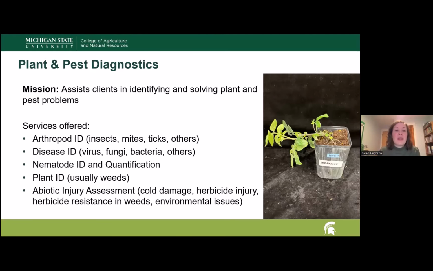We can do that in a number of different ways. We can do that by identifying arthropods, so insects, mites, and ticks. We can do disease identification, nematode quantification for soil samples in the field. We can do plant ID for weeds, and we can look at some different abiotic issues that folks see in the field, like environmental issues and herbicide injury.